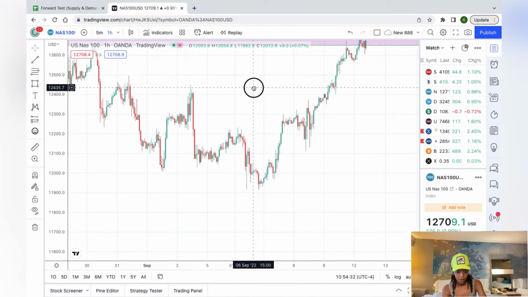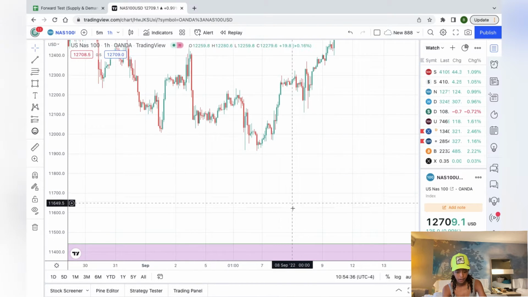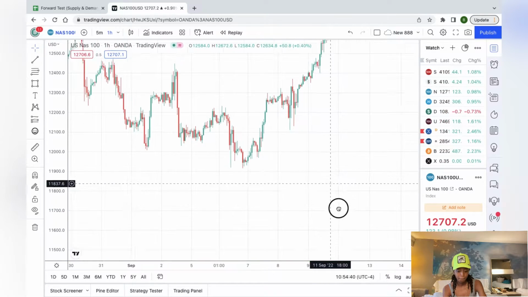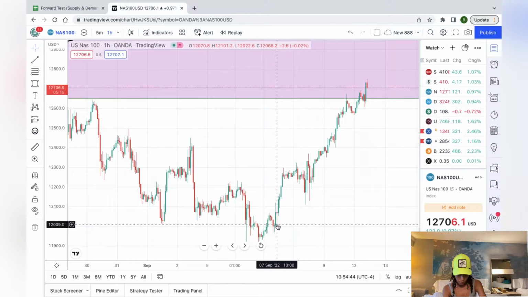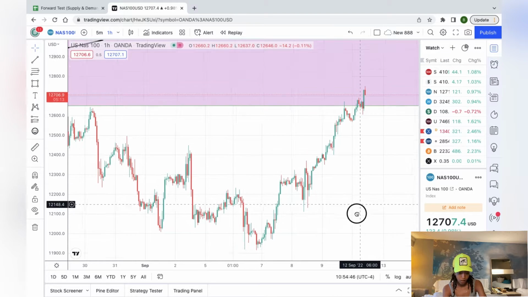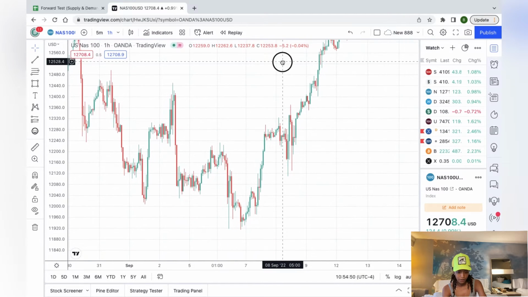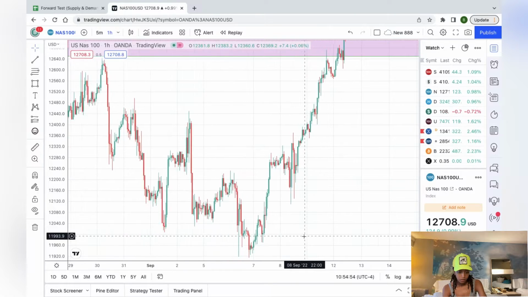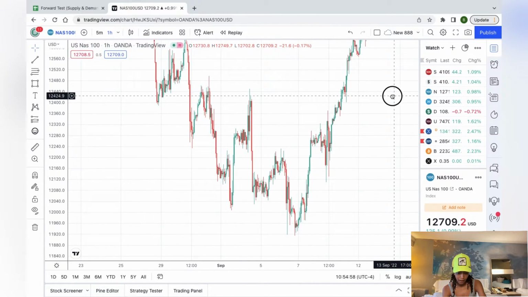Because if we look now, look, we're in between this zone here and this zone here that we created on the daily time frame. But since on the daily, each one of these candles is worth 1 day, there's so much more time and space that we can see when we go down to the 1 hour time frame. So now that we're down on the 1 hour time frame, let's see what we got.